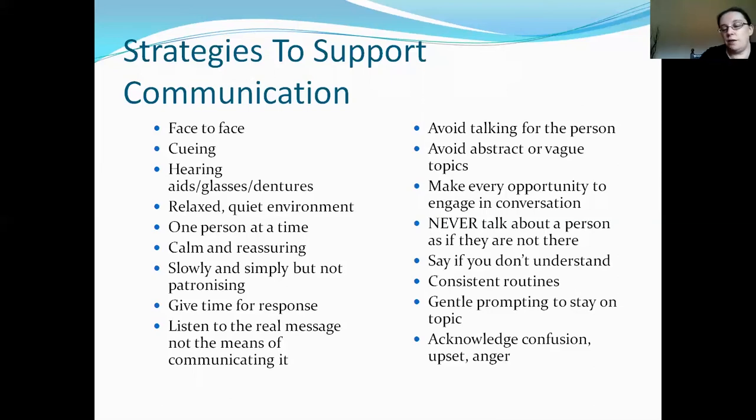And just at the end, really, acknowledging any confusion that they have, any upset, any anger, frustration. Try not to be surprised or upset or embarrassed by the person's communication difficulties, especially swearing. Sometimes that happens. And if you find that a conversation is going round in circles, just have a break and then try and continue it again later. And the main thing really is listening. It takes effort for someone with Huntington's to be able to speak, so you need to listen carefully and give that person that time.